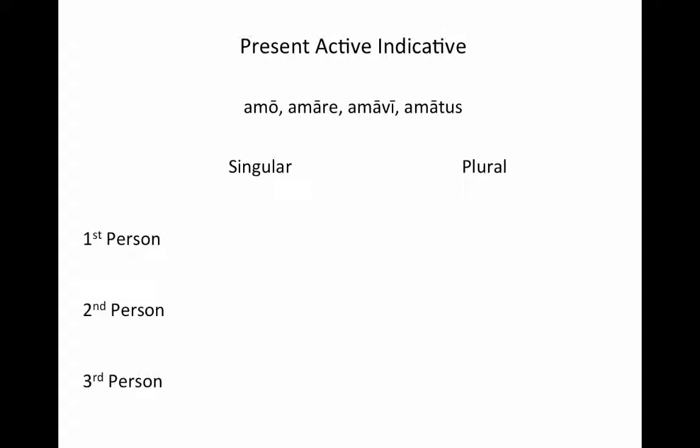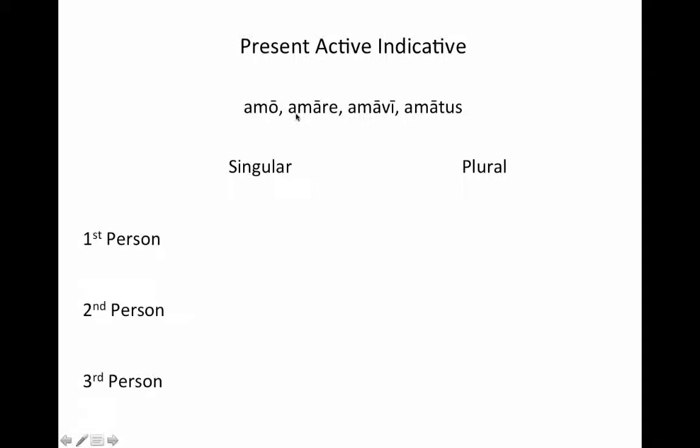So let's talk about the present active indicative of first conjugation verbs. So we have our verb amo, amare, amavi, amatus. You need to memorize all four principal parts, but today we're just going to be working with these first two. And this second principal part, also called the infinitive, is how you tell it's first conjugation. It ends in are. All first conjugation verbs will end that way.